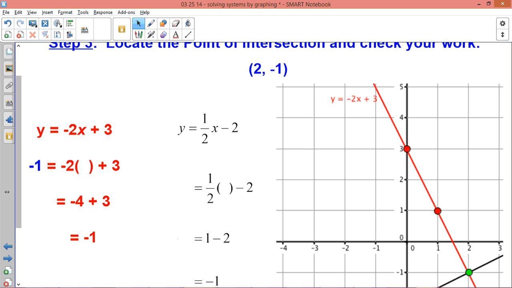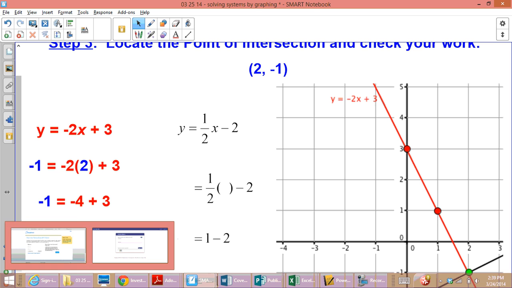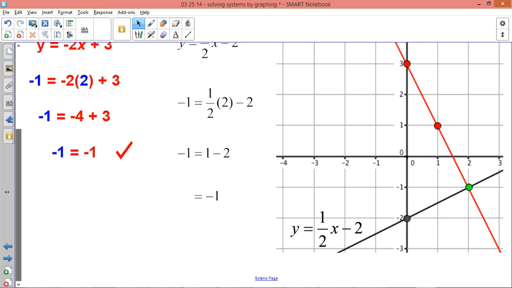Negative 1 is going to be replaced for y. x is going to be replaced with 2. Does negative 1 equal negative 4 plus 3? It absolutely does. So negative 1 equals negative 1, and I know I'm right there. Next one, y equals 1/2 x minus 2. y gets replaced by negative 1. x gets replaced by 2. Does negative 1 equal 1 minus 2? Yes, negative 1 equals negative 1. And that one's right. Now that I've checked both of them, I can say I am, in fact, done.